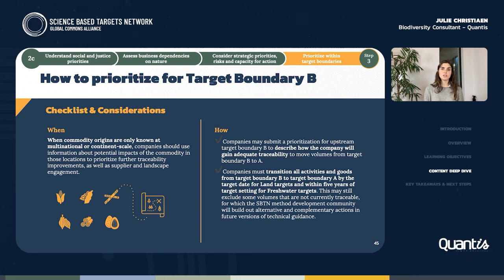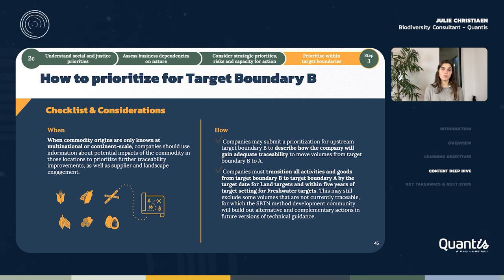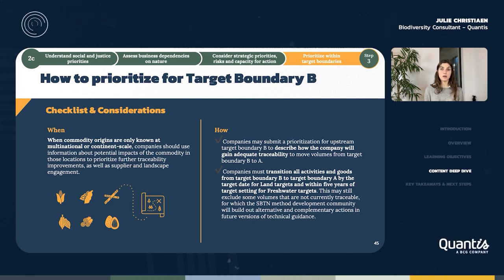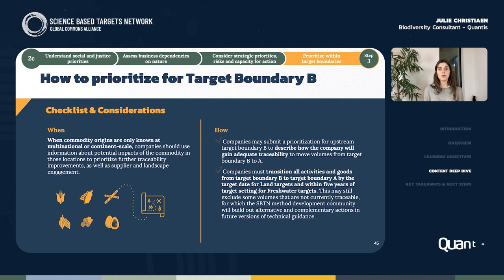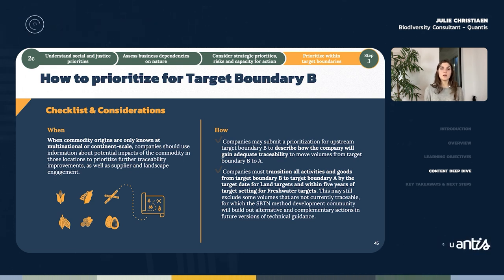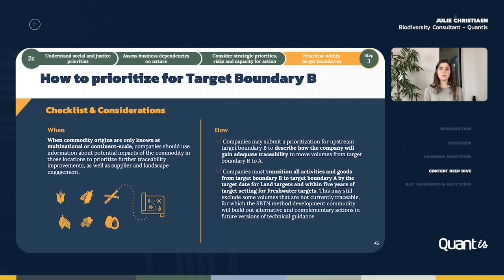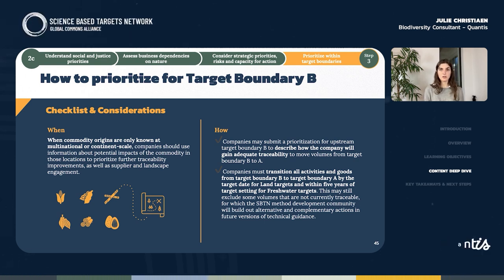Why should your company use this approach? When commodity origins are only known at national or continental scale, companies may want to use information about potential impacts of those commodities in those locations to prioritize their traceability improvement efforts, as well as supply and landscape engagement investments. In the absence of any information about the commodity origins, companies can prioritize efforts across commodity supply chains and suppliers based on impacts, risks, and opportunities associated with other characteristics of these segments of their supply chains.